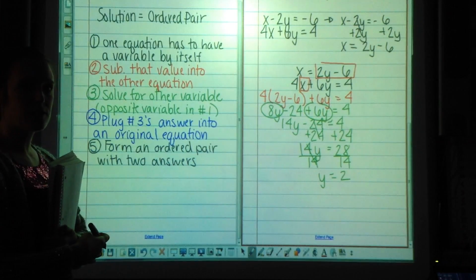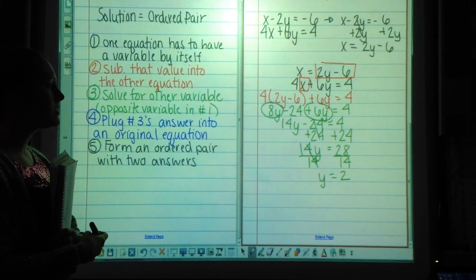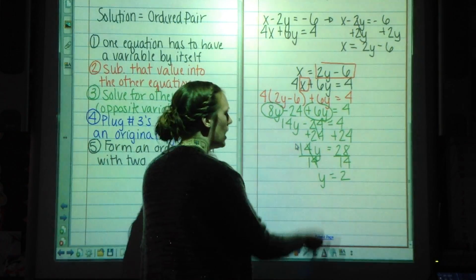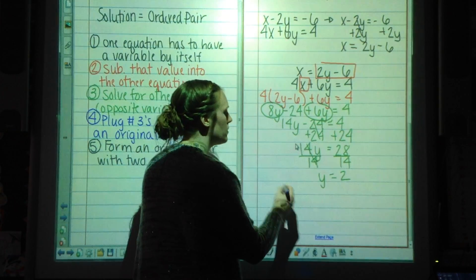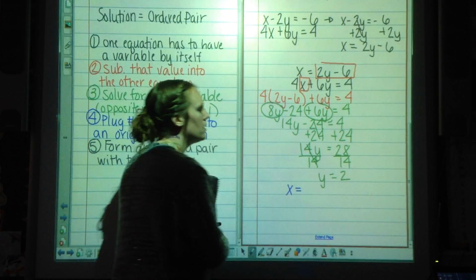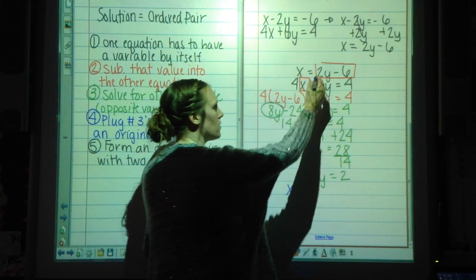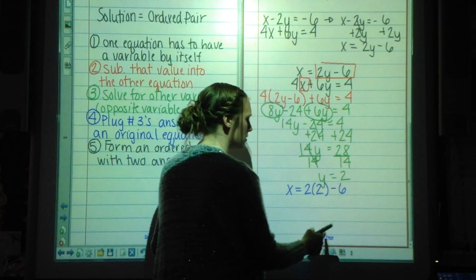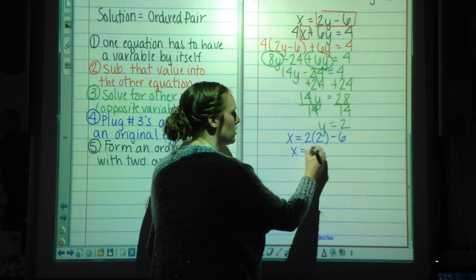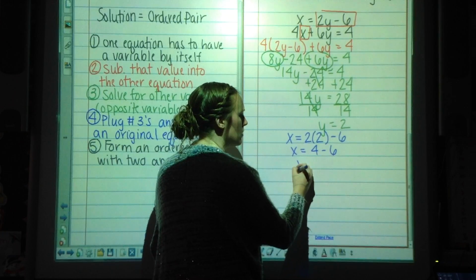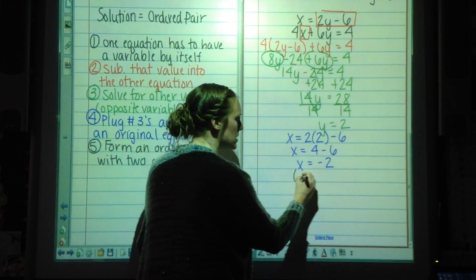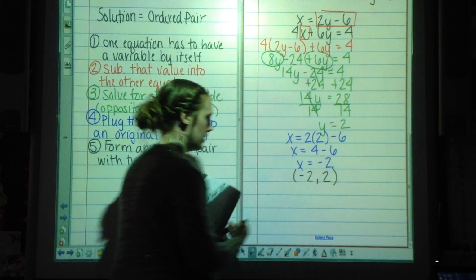I only have one of my answers. I need an x value. I'm going to substitute this back into one of the original equations. I'm going to substitute it into this first equation because x is already solved by itself. So 2 times y, or 2 times 2. And then my ordered pair is always the x first and the y second.